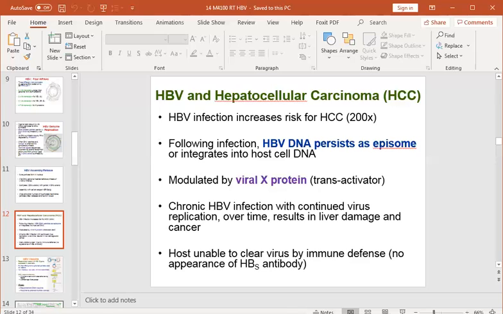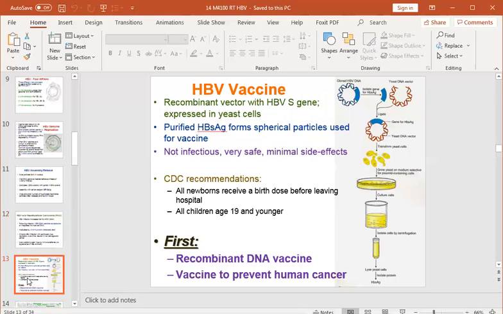Unfortunately, the host is unable to clear this virus by immune mechanisms. The reason for that is we have not been able to detect any antibody against hepatitis B surface antigen in the serum of these individuals.